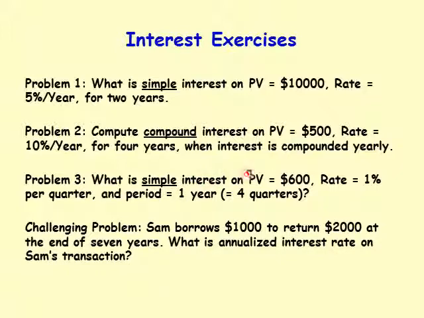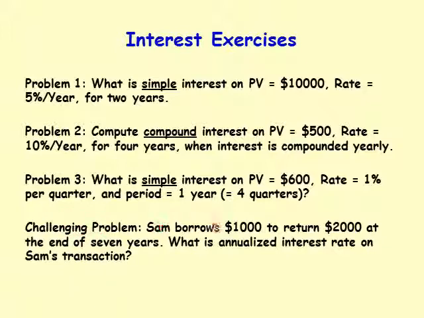What's the simple interest on a principal value of $600? The rate is 1% per quarter, and the period is 1 year, which is 4 quarters. One year is 4 quarters. Let's just continue here. Simple interest, not compounding. Simple.